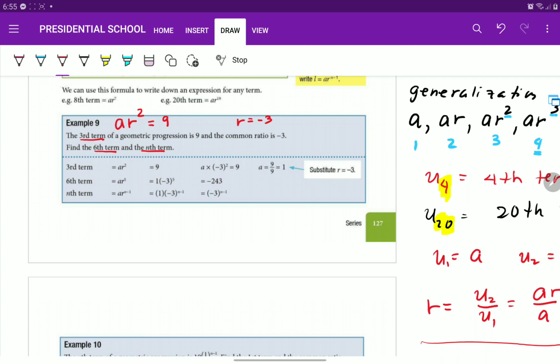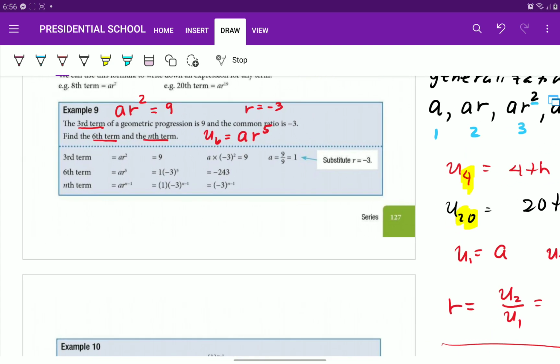Again, how shall we get the sixth term? You know the r, therefore we need the a. Why? Because u sub 6 is a r to the power of 5. You know the r, we don't know the a, then we need to find that a. How can we find that a? There is only one variable, and that is a, so therefore we only need one equation, and that equation can be taken from here.